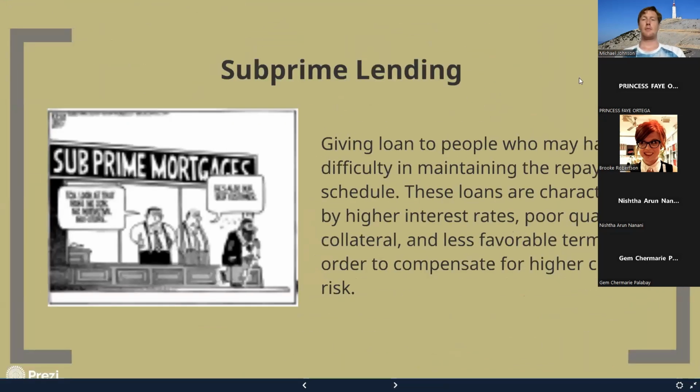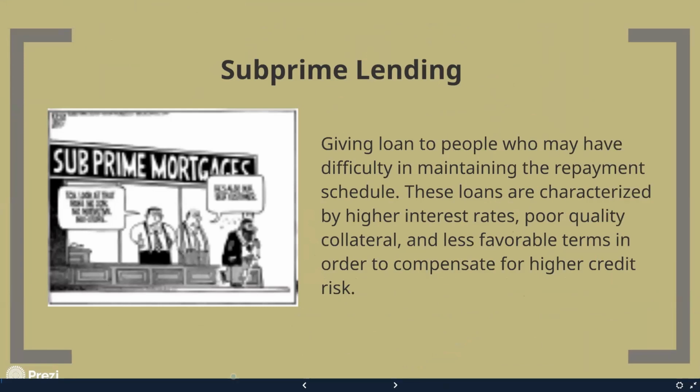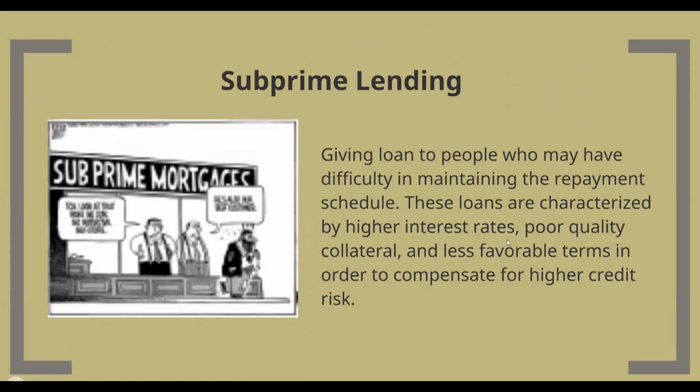So subprime lending is giving a loan to people who may have difficulty in maintaining the repayment schedule. These loans are characterized by higher interest rates, poor quality collateral, and less favorable terms in order to compensate for the higher credit risk. So a lot of it has to do with higher interest rates. You're given a higher interest rate because you're less likely to pay it back. There's not a lot of collateral to secure the loan, and then also less favorable terms.